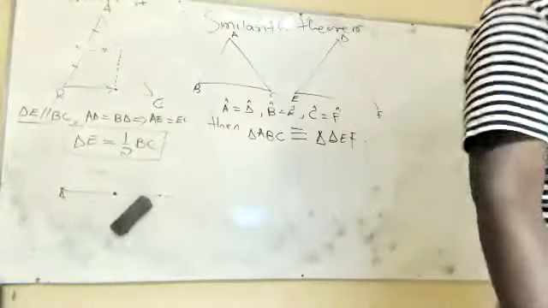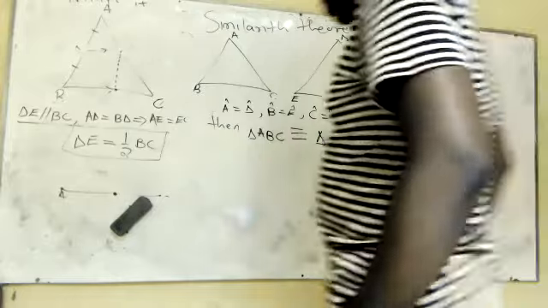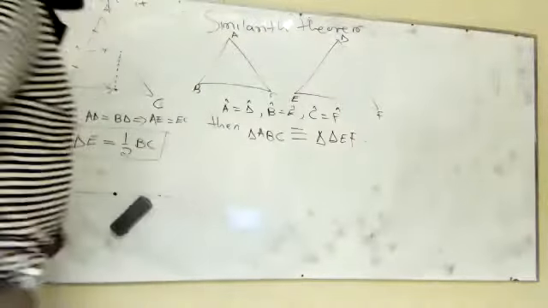Yes, you can ask. With the similarity theorem, if we say angle A is equal to angle D, and we had to put figures, like numbers, inside the triangles, will it still be the same, or will it be different? It will be the same. It's not going to change.